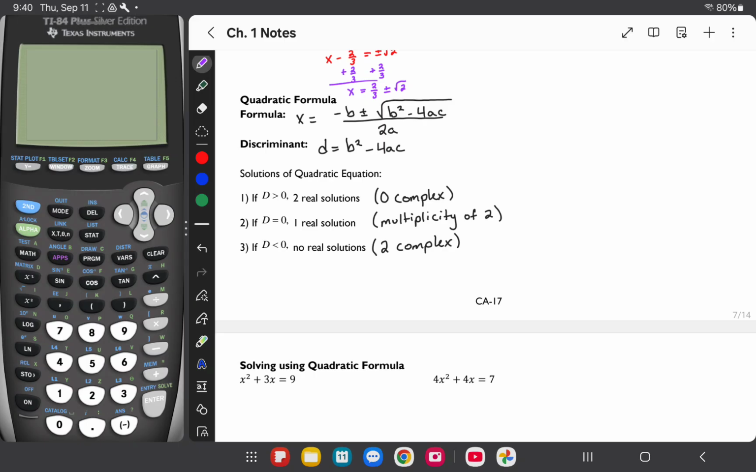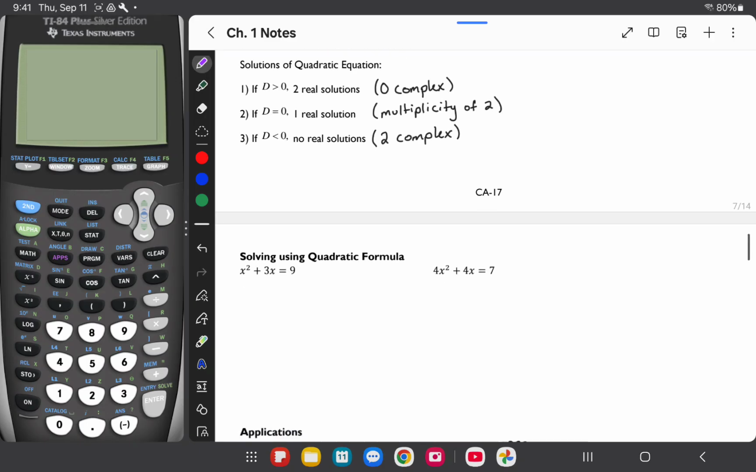If the discriminant is a positive number, then you end up with two real solutions, neither of which is a complex number. If the discriminant is equal to 0, you end up with one real solution. We do, however, say that it has a multiplicity of 2, and we'll talk more about multiplicities later on. Essentially what that means is that that same solution is happening twice in the same equation. And in the third scenario, if our discriminant is a negative number, then that equation has no real solutions. However, what that does mean is that it does have two complex solutions.